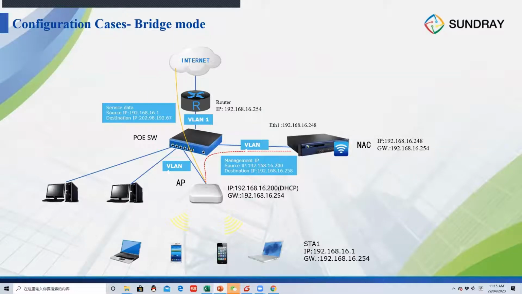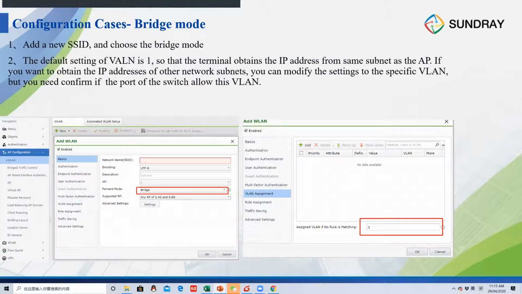When we configure the SSID, we can configure it in the bridge mode. First, we configure the bridge mode. In the bridge mode, we just have an SSID and choose the bridge mode. And here we can just assign VLAN 1. Why do we assign VLAN 1? What will happen if we assign VLAN 1? If we assign VLAN 1, the users will get an IP address in the same subnet as the AP's IP address. This is VLAN 1.